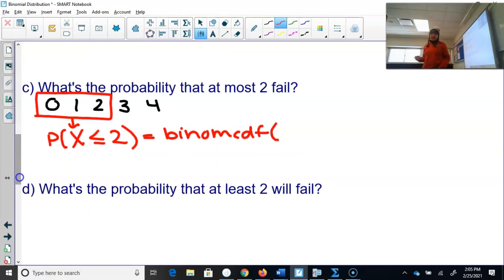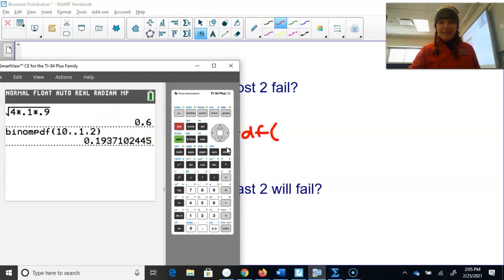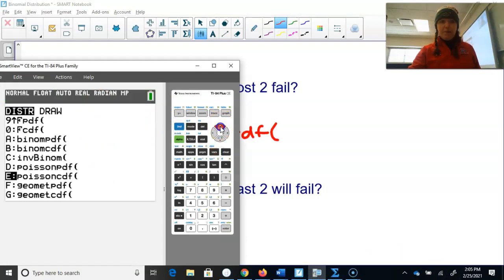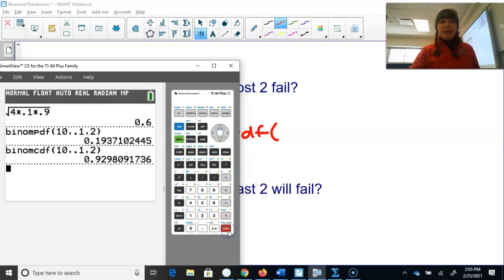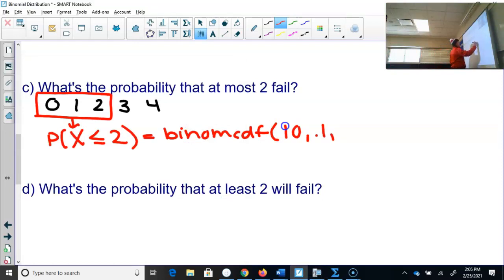I'm going to go to my calculator now. I'm going to hit second, vars. I'm going to scroll up to Binomcdf. My trials are 10. My probability is 0.1. And my x value is 2. I'm going to go ahead and paste again, and I get 0.9298. I'm going to round 0.93. Again, I'm going to put 10, 0.1, 2. This is what I typed into my calculator. This is how I'm going to show my work, and I have 0.93. Okay, there's my final answer.